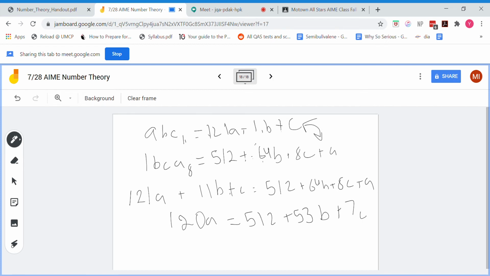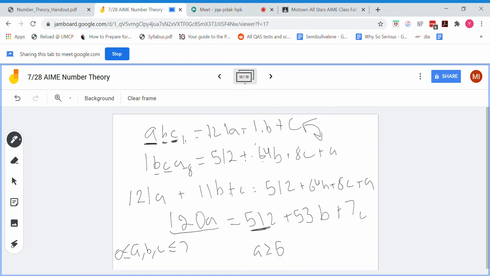Alright, so we have to first consider the bounds on this. Right, B, C, and A are all digits in base 8. So A, B, and C are at most 7, and at least 0. Now we also have 120A is at least 512. So that means A is at least 5. Right? A can't be 4. And we're trying to find the smallest such n. So we want to minimize first A, then B, then C.